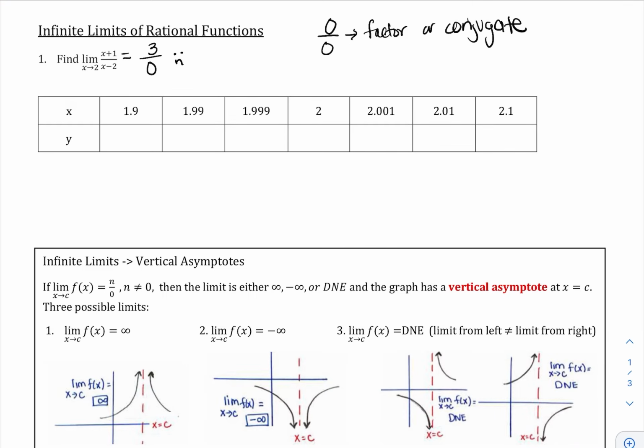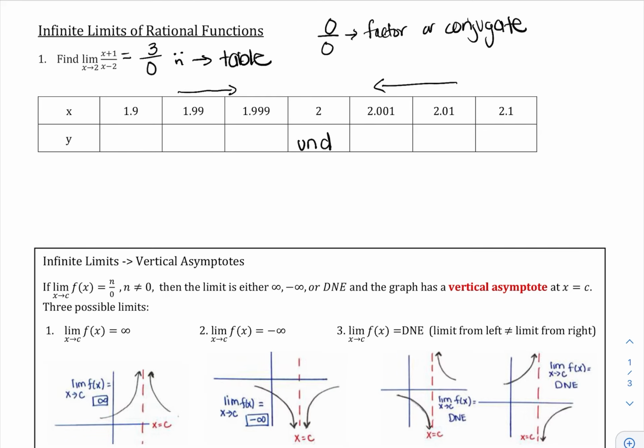What you need to remember is that when you get this, you're going to use a table. In this situation, because we're just approaching 2, we have to create a table for approaching from the left and approaching from the right. This is me approaching from the left, and this is me approaching from the right. When I plug in 2, this is undefined, so the actual value, f of 2, does not exist.